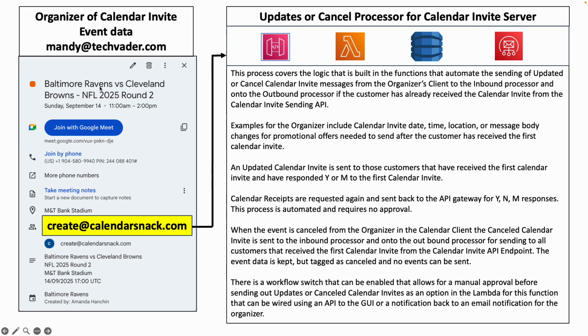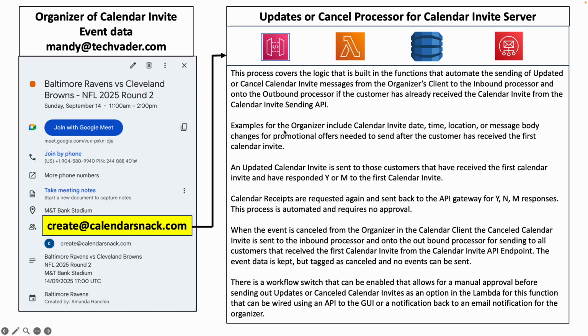So what happens here in slide number 3, which we call the update or cancel processor for the calendar invite server, is this process covers the logic built in the functions that automate the sending of updated or cancel calendar invite messages from the organizer's calendar client to the inbound processor and then on to the outbound processor I just covered, if the customer has already received a calendar invite from the calendar invite sending API.